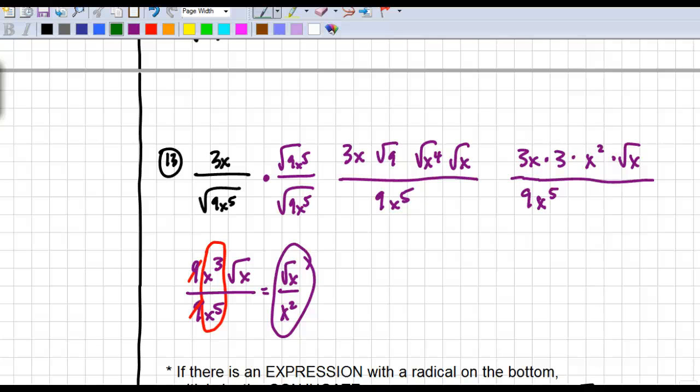So students can write down this one and mark it as number 13 from the homework. First thing you're going to multiply by is radical 9x to the 5th on the top and the bottom. Remember that what you're doing there is really just multiplying by a 1.